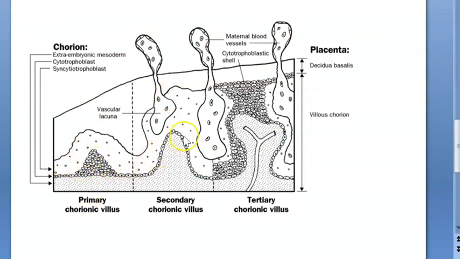Primary, secondary. See, secondary, not only something is entering in this center, something is there here also. Some vascular lacuna, maternal blood vessels. Okay, see the maternal blood vessels they are saying this is. And then from down also the fetal blood vessel or the embryonic blood vessel they are saying. So here maternal and then here fetal. Okay, so this is what you have to draw about the chorionic villus.